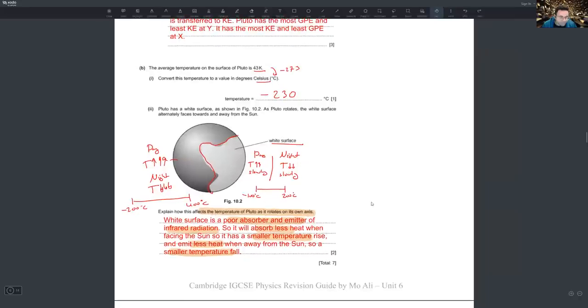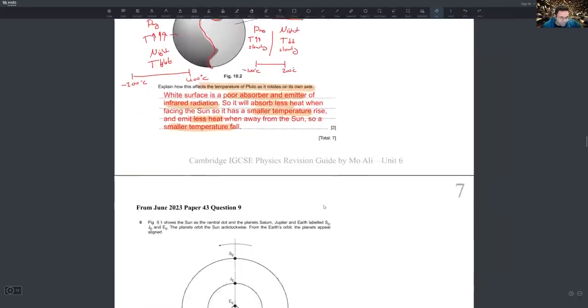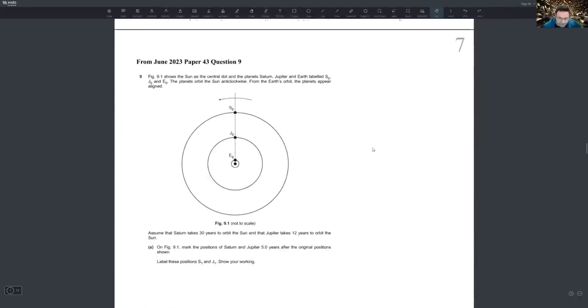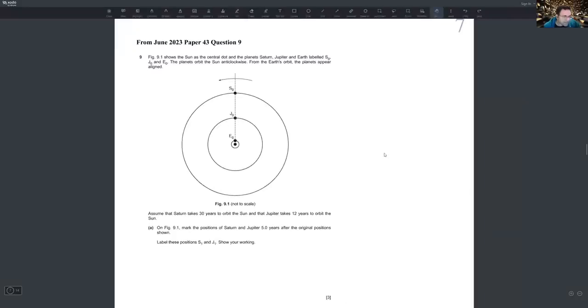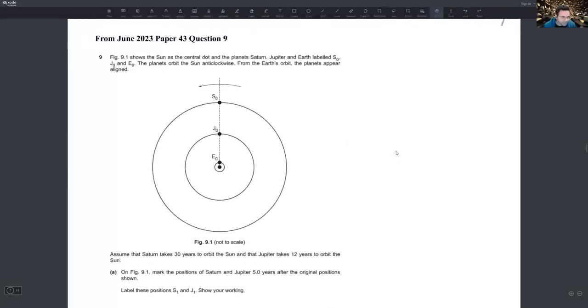Next. Oh, this question. Look, this question, let's take a break, because this is one of the heaviest and hardest questions that came up in past papers. It came in variant 3 in June 2023 and it's a doozy. Now, this is about orbits. It's a very innocent looking question about orbits.